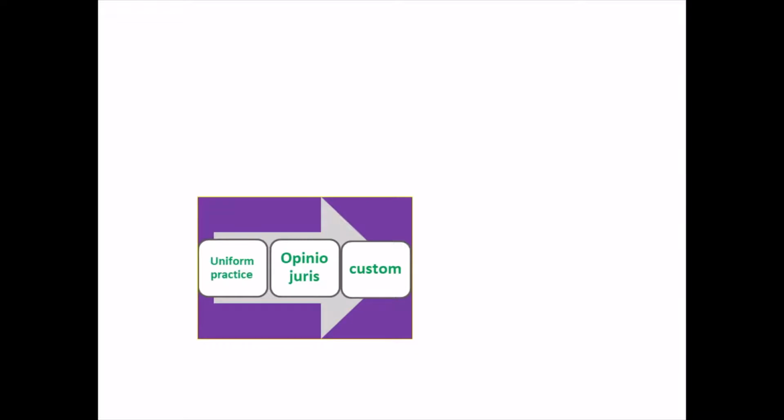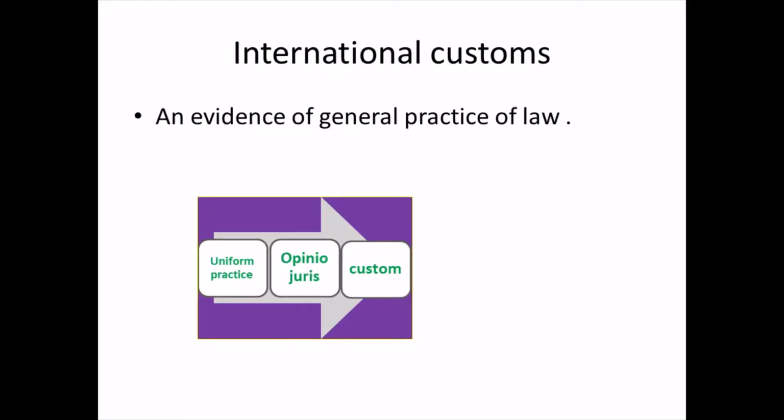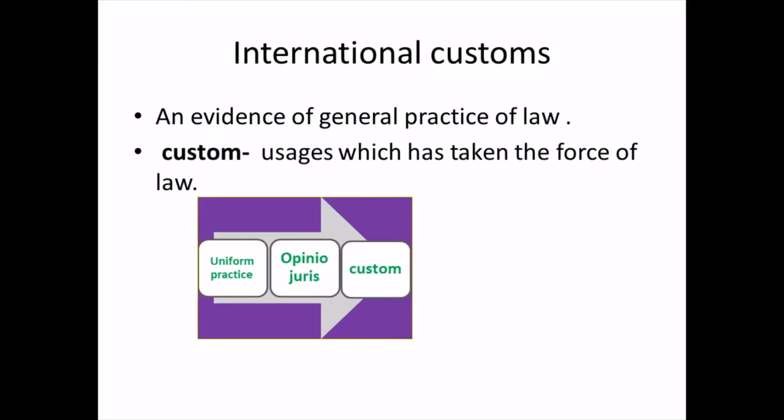Now, the second type of source that we talk about is international customs. So what are these customs? Customs are generally the usages which have taken the force of law. It is an evidence of general practice of law. Customs are the usages that take the force of law. And what are usages? Usages are international habits which haven't taken the force of law.